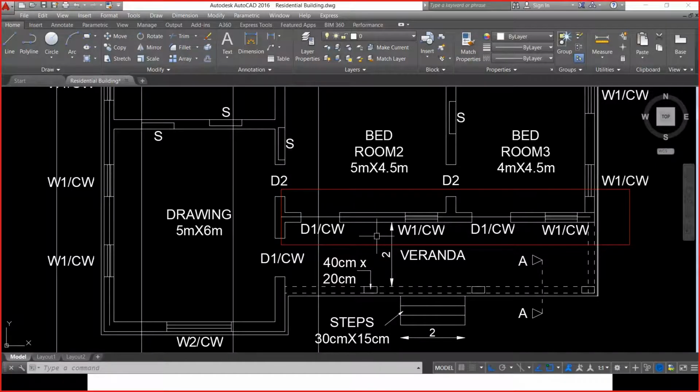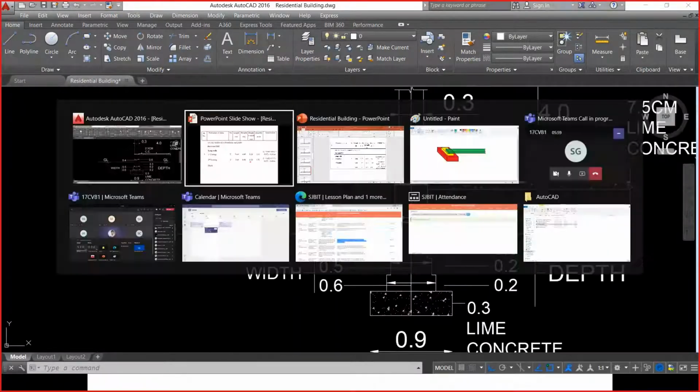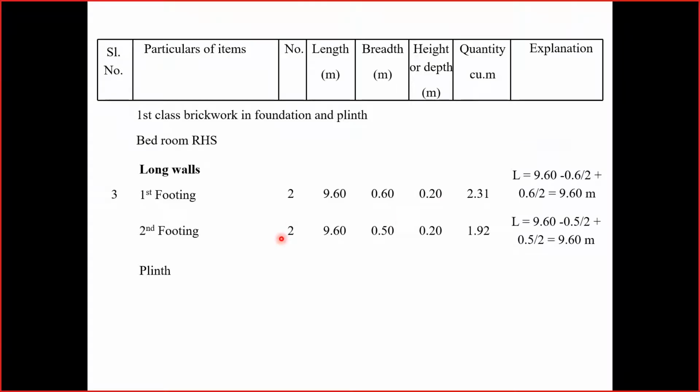Moving on to the last item, which is plinth under long walls for bedroom number 2 and bedroom number 3. Total numbers are 2, there are no changes, and the length is going to be the same because the center line is the same and the steps are the same.